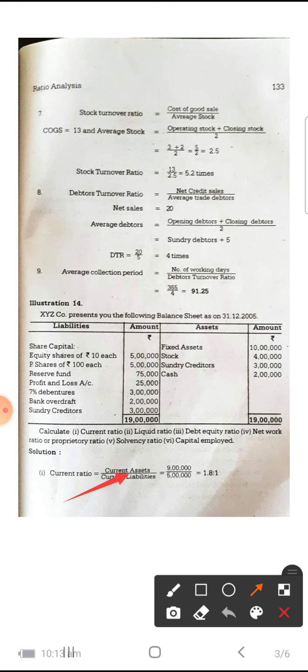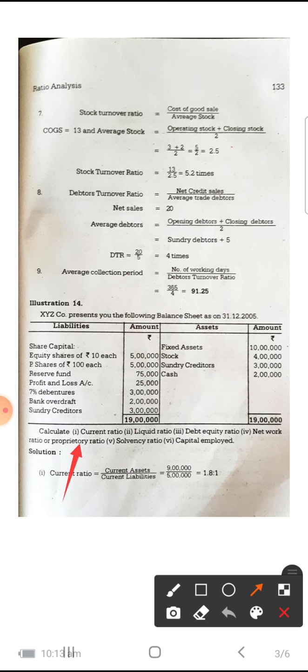Now which are the current assets? Go to the asset side. Which current assets will you get? You have stock, sundry debtors, it is sundry debtors, not creditors. So stock 4 lakhs, sundry debtors 3, 4, 5, 6, 7, then cash 2, 8, 9. So 9 lakh is the current assets.